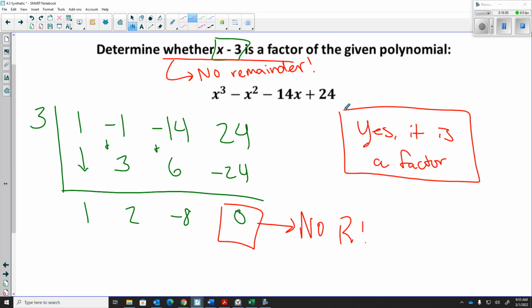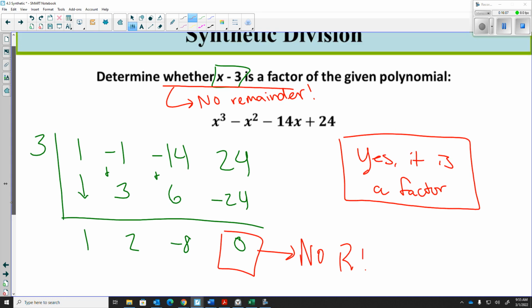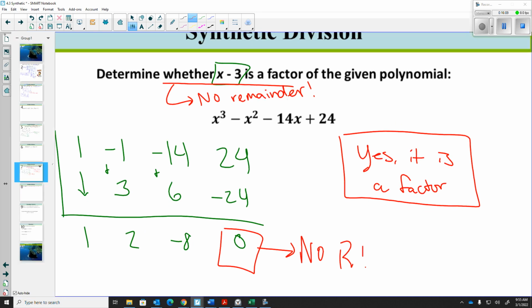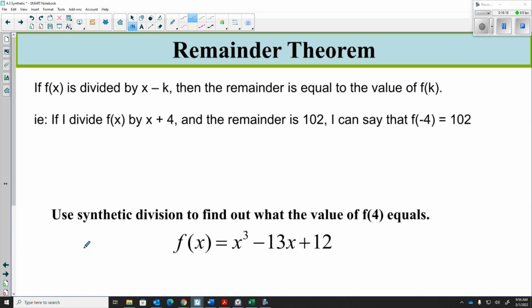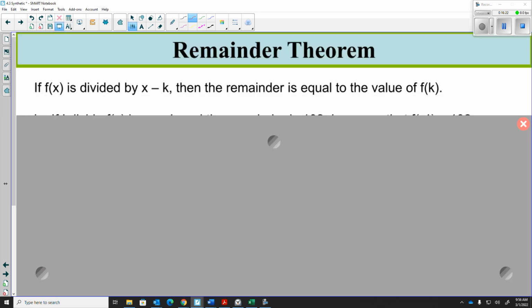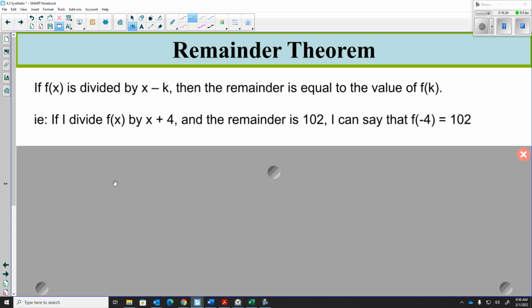So there's that. And let me show you one more thing here, okay? Just one more thing, and then I'll be done talking at you. We got to talk about this wacky thing called the remainder theorem. The remainder theorem. It's kind of goofy. There's a lot of words up there. It says, if f of x is divided by x minus k, then the remainder is equal to the value of f of k. And you're like, what the heck does that mean?